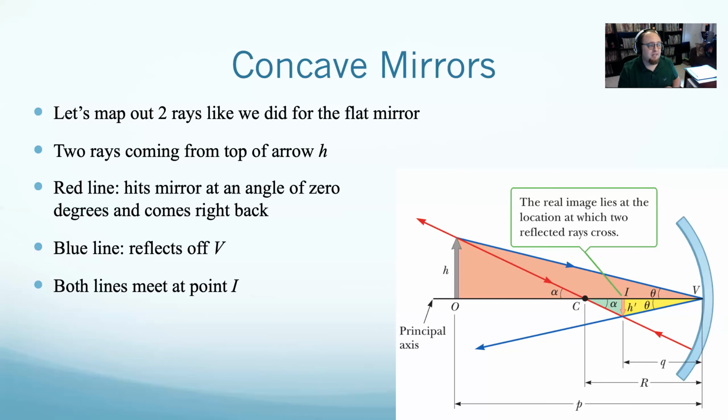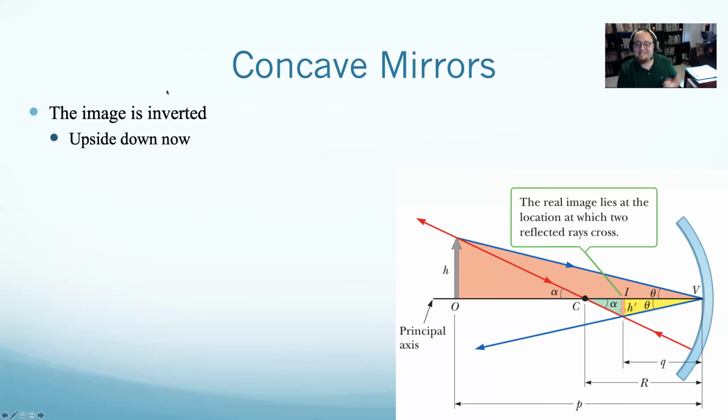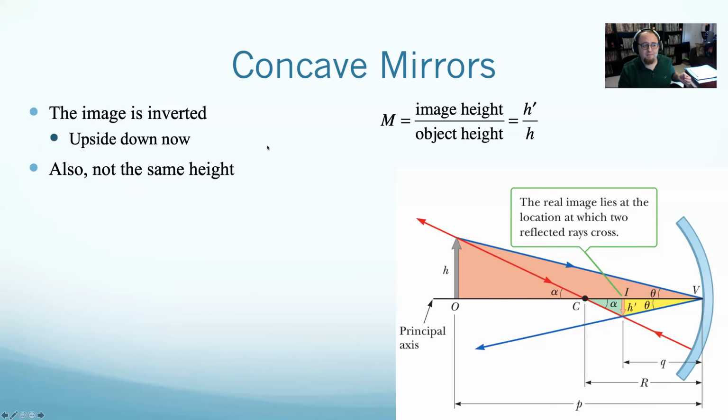Now, if you look at this setup, this arrow is pointing down when the object was pointing up. If your image is pointing down while your object was pointing up, that is an inverted image. Also, h and h prime aren't the same. That h prime is noticeably smaller than h. That means this is going to be a reduced image. It's going to look smaller than it really was.